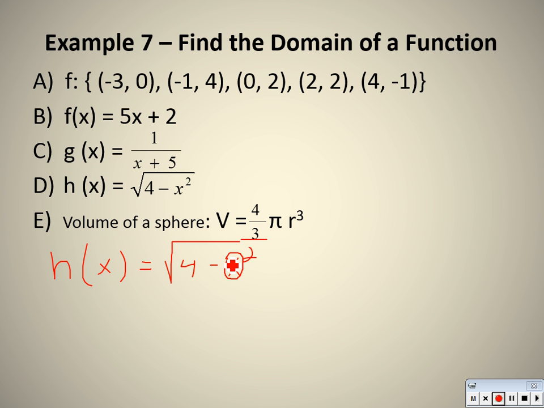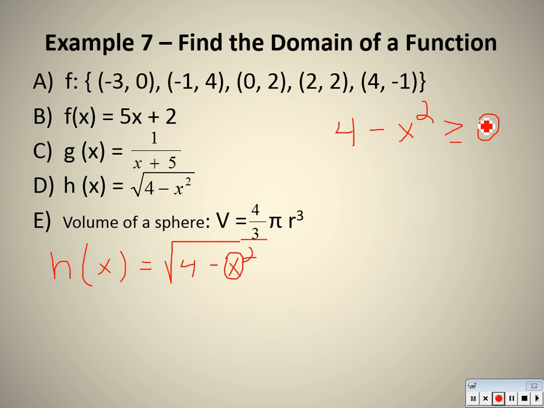So in order to figure out what value or values in this particular instance for x are going to make the square root either 0 or a positive number, I'm going to take what's inside the square root and I want to make it greater than or equal to 0.